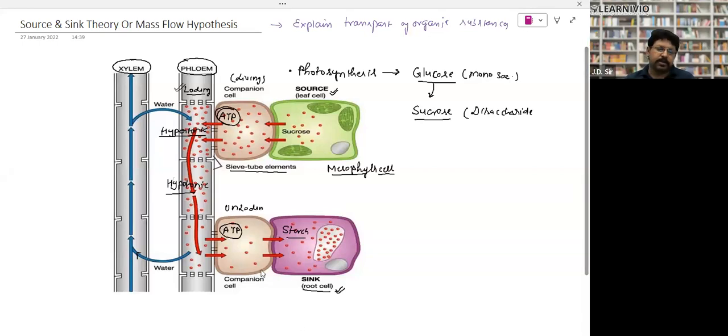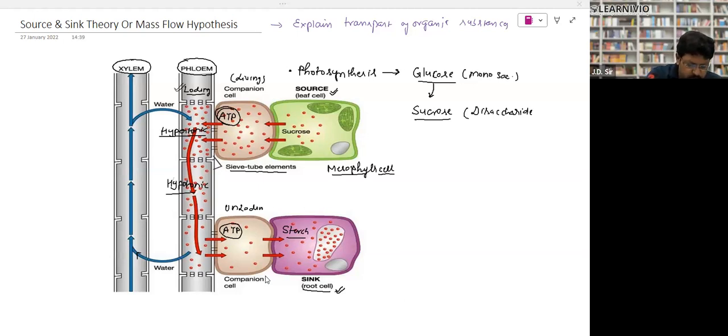Done? Martin, is it done? So put the heading: source and sink theory or mass flow hypothesis. One more thing I will tell you, the girdling experiment. That is a two marker question, but yes, that can be asked. That is a very good question for your school examination. So first, put the heading.